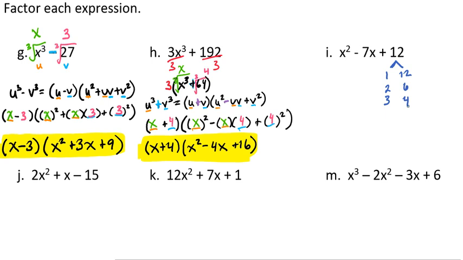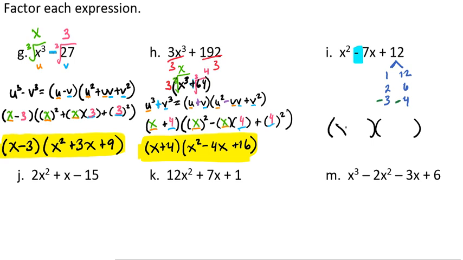Now right now they add to a positive 7, but we need them to add to a negative 7. So in order for that to happen, we're going to need to have the 3 and the 4 both be negative. That way they'll add to a negative 7 and still multiply to that positive 12. We're now ready to write our factors.